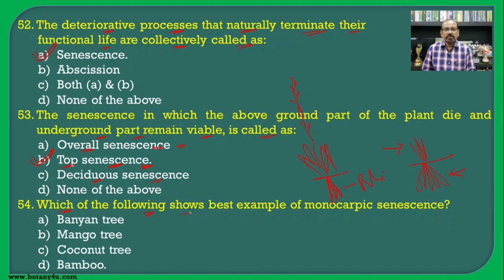Then which of the following shows best example of monocarpic senescence? Monocarpic senescence means after the reproduction, once in a lifetime, the complete plant body is deteriorated and die. So such a type of the process is very commonly found in the bamboo, and hence the bamboo is the plant which shows the monocarpic type of the senescence, as after the flowering in the bamboo it completely dry because of the deteriorative processes and it will die.